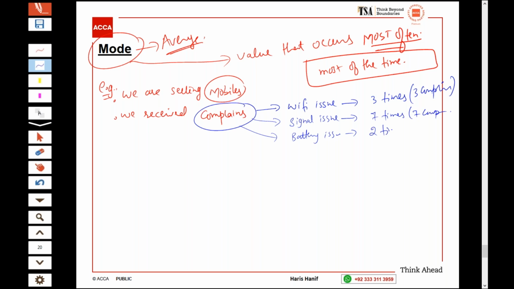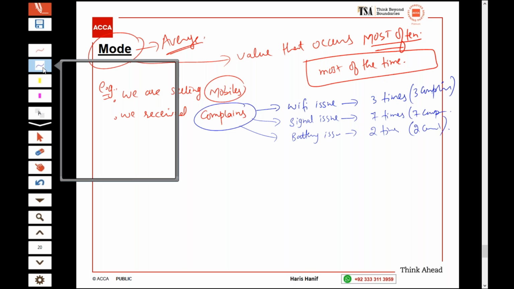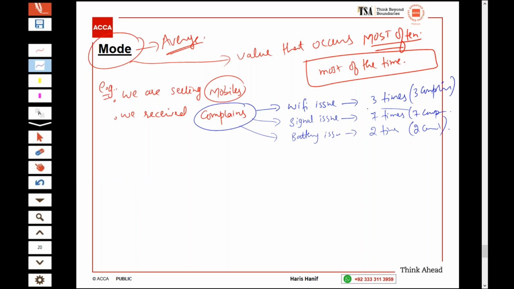That is, for example, 2 times. That means 2 complaints. Which complaint had I received repeatedly? Can you people write here? The signal issue. So that is the mode value. This is the mode average.